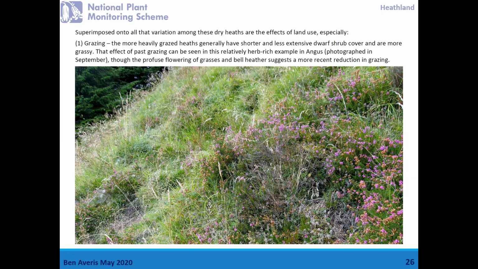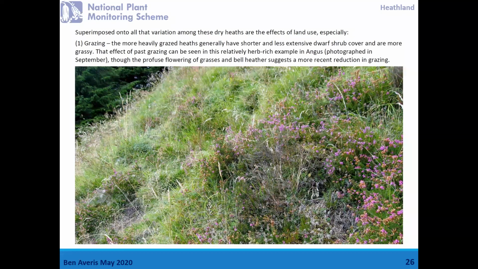It's actually quite lush growth in this particular picture. The grasses are flowering well, they're quite tall. And so the dwarf shrubs, it looks like maybe it's been grazed hard down a bit more in the past, and then at least maybe for a year or a few years since then has been allowed to grow a bit more freely with rather less grazing.